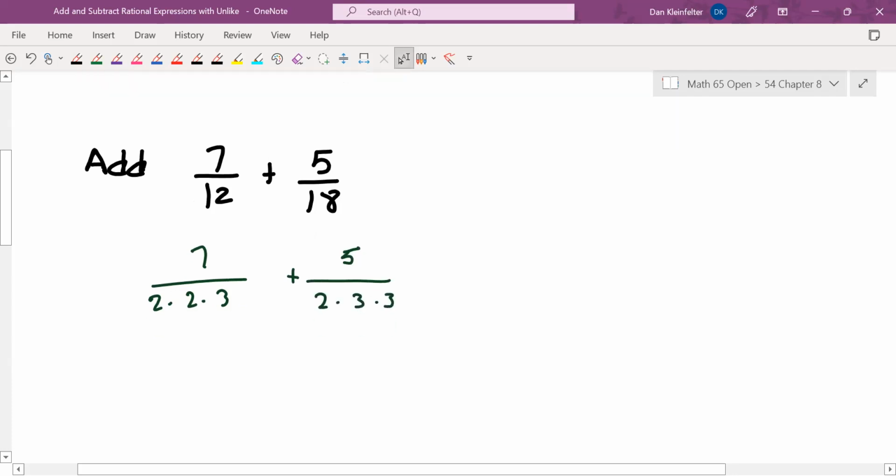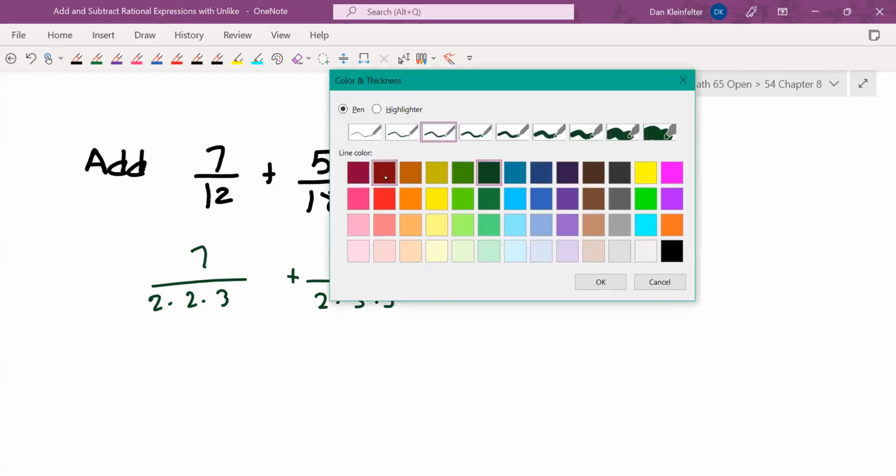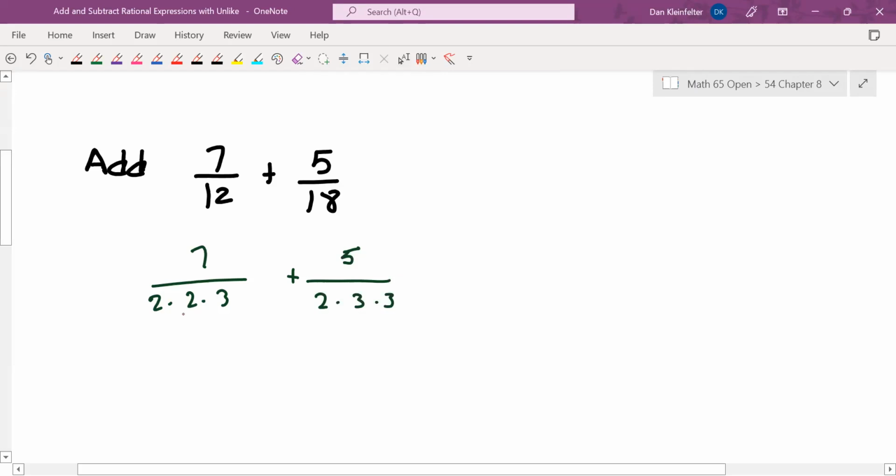So you can see that each denominator already has a factor of 2, so that's okay. And each denominator already has a factor of 3. But the one on the right needs 2 factors of 3. The one on the left has 2 factors of 2. So in order to make the denominators match, we're not going to multiply just 12 times 18 and call that the new denominator. Instead, we're going to insert the missing factors in the numerator and denominator.